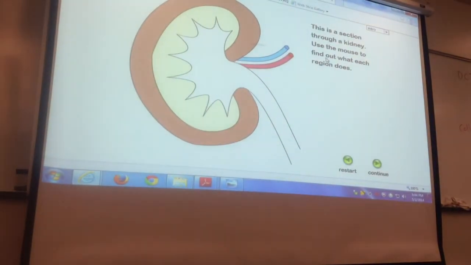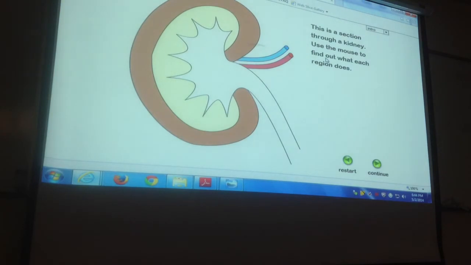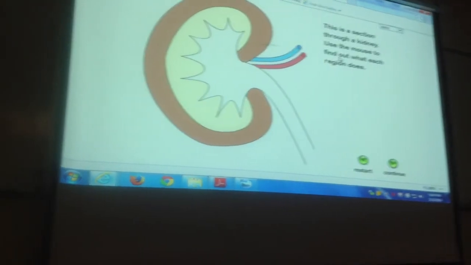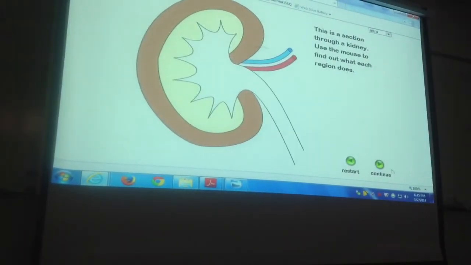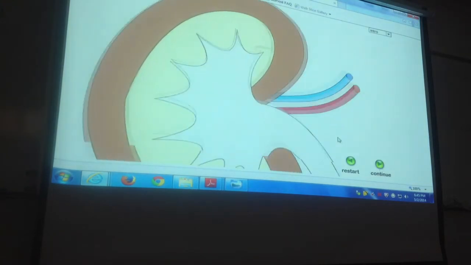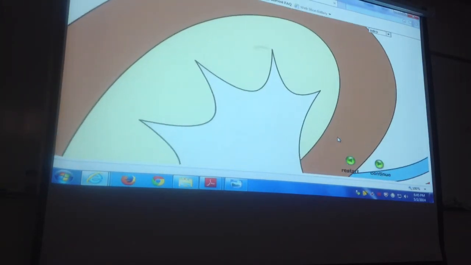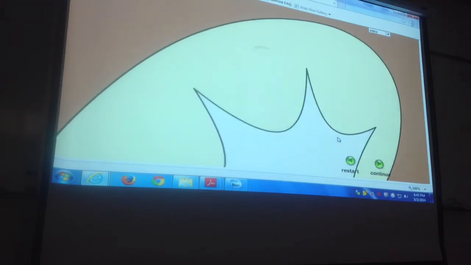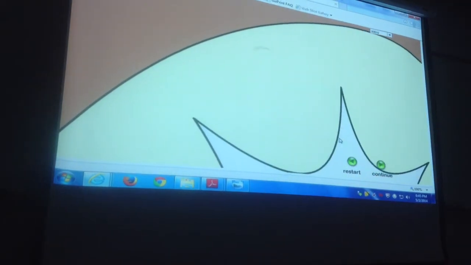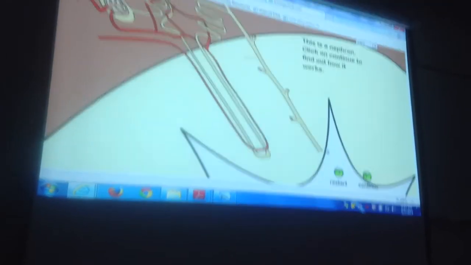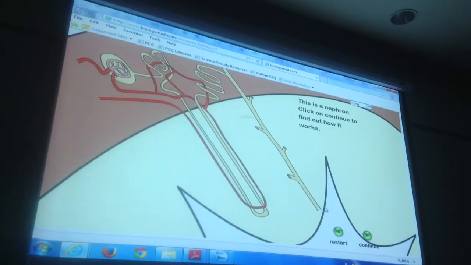It's actually made for high school students. Don't be offended that I'm giving a high school animation here, but this is actually the best way to learn. So here's my kidney. Let's zoom on in. Zooming in far. All right. So what's that thing there? That's supposed to represent the nephron.